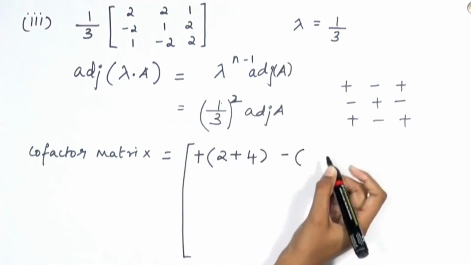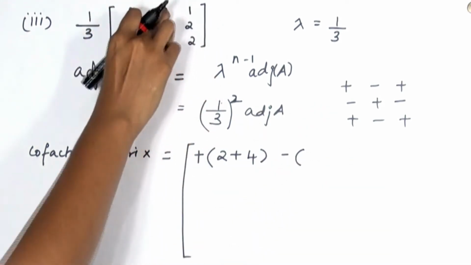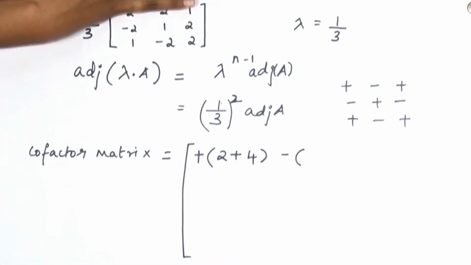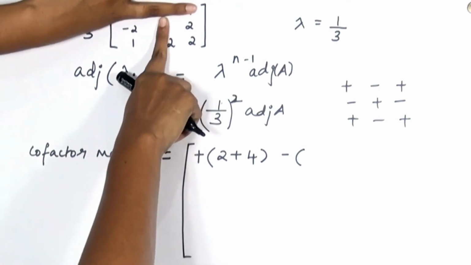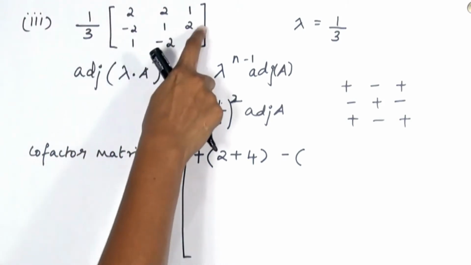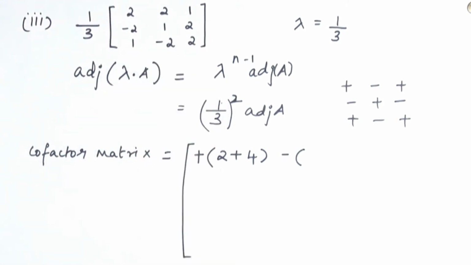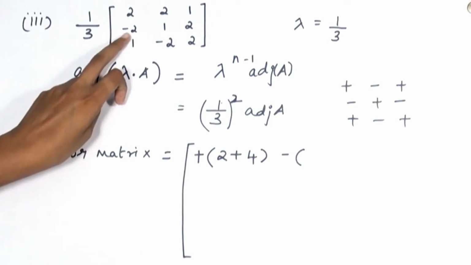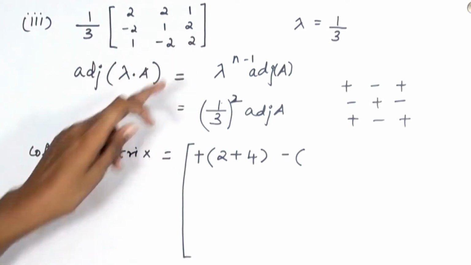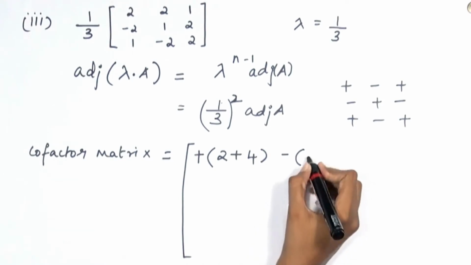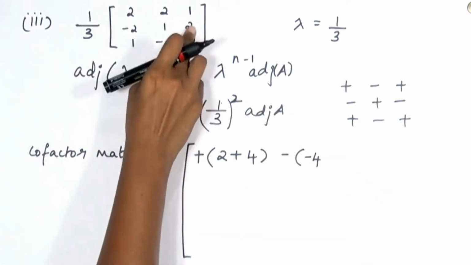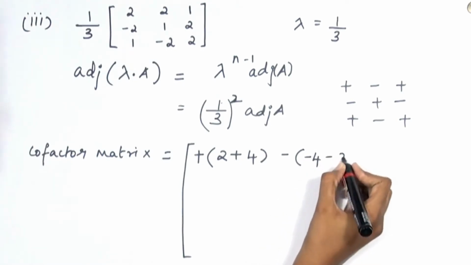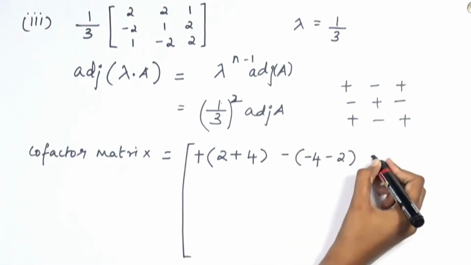Minus, we are going to find the cofactor of this element, and therefore cancelling out this row and this column, these are the remaining elements. So minus 2, 2, 1, 2 are the remaining elements. Multiplication of minus 2 and 2 becomes minus 4. Minus of 1 into 2, minus 2, and then the plus sign.